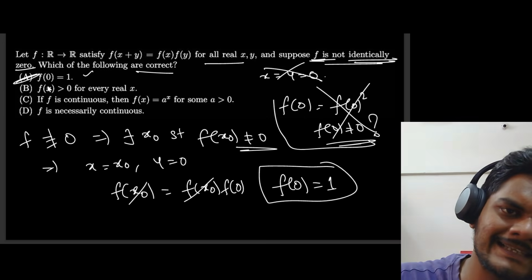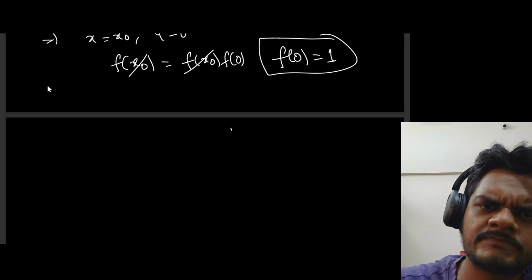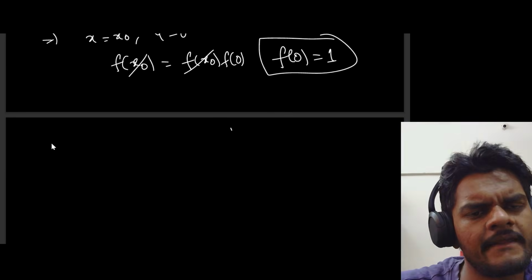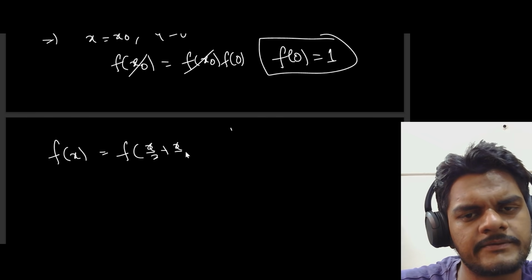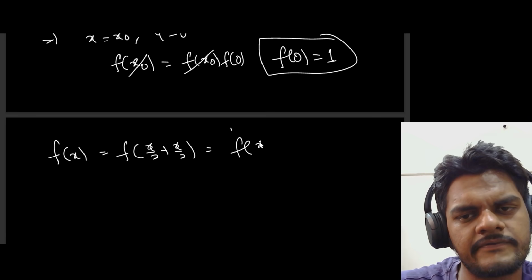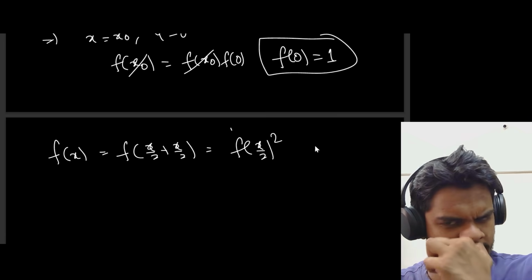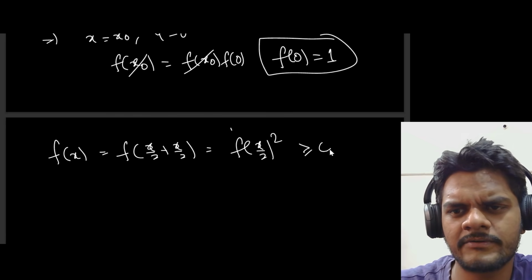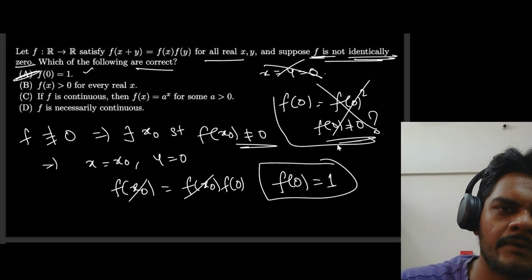f of x is greater than 0 for all x. Is that true? So let's see. If I take simply f of x, it can be written as f of x by 2 plus x by 2. This is f of x by 2 squared according to the given thing. So isn't this obviously greater than or equal to 0 all the time?